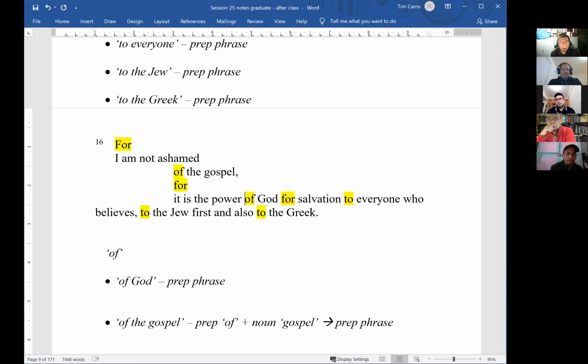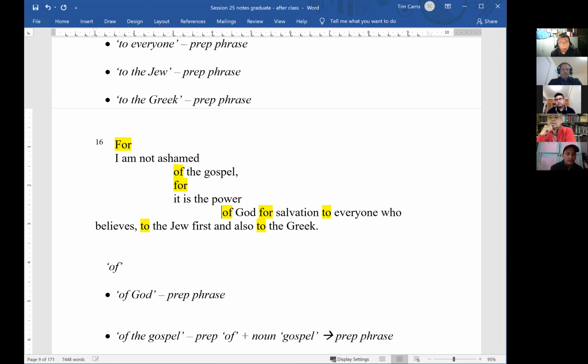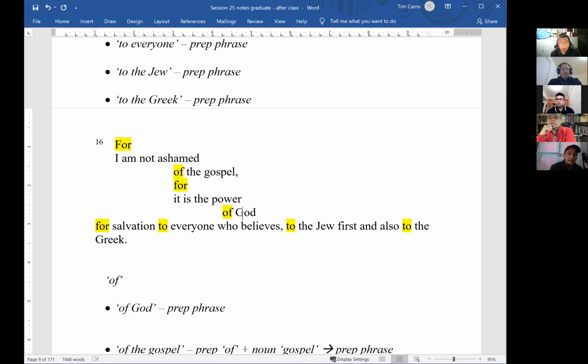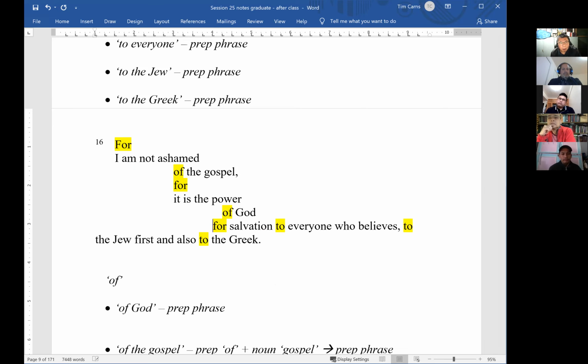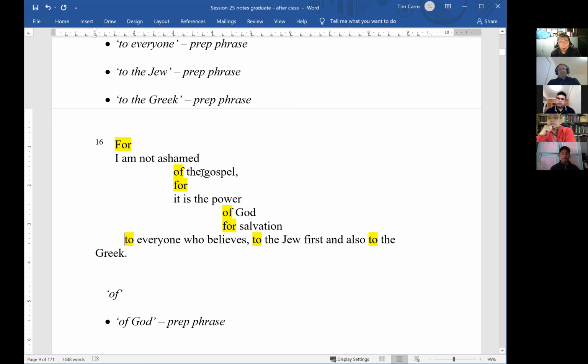Okay, so this is how I would have done it, because I would just say, well, of the Gospel, a prepositional phrase. So I would have diagrammed it this way. But I'd be stuck with a question: how is it modifying ashamed? It's not really answering what, why, where, when, or how. So it's confusing to me.